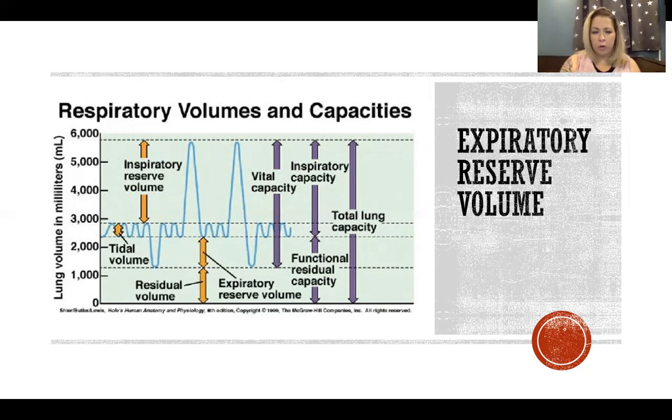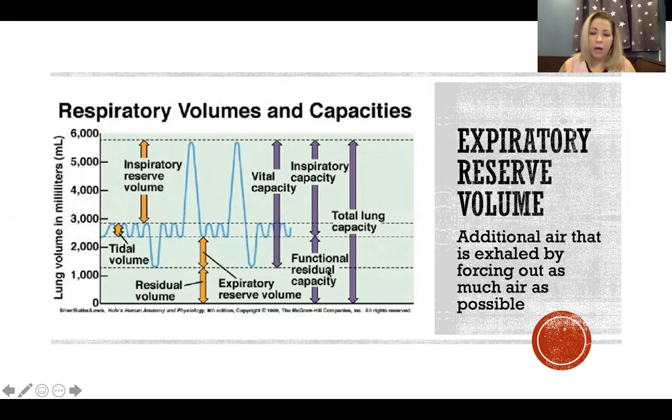The expiratory reserve volume we see here, and that is how much air we can push out if we exhale and force out as much air as we possibly can. How much more air can we force out beyond just our normal easy exhalation that's part of our tidal breathing? Now you see that the expiratory reserve volume doesn't go all the way down to zero. So we can only exhale a certain amount.